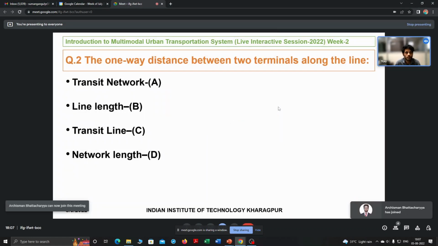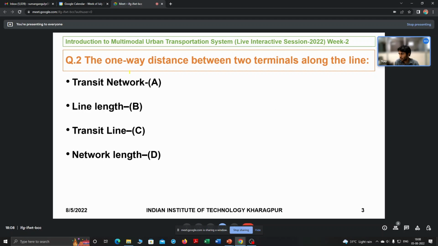Along a transit line, along a road network, what is the transit line? It means the specific routes, so it is also not a distance measure. The last one is network length. Network length consists of all the routes. In a region, whatever bus routes or metro lines are there, it considers all the routes. So it is line length. The correct answer is line.